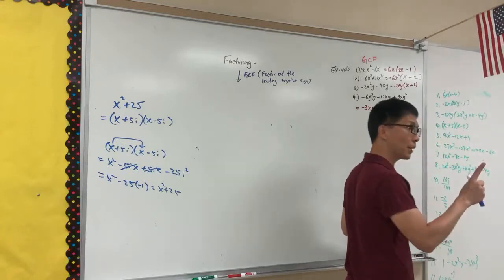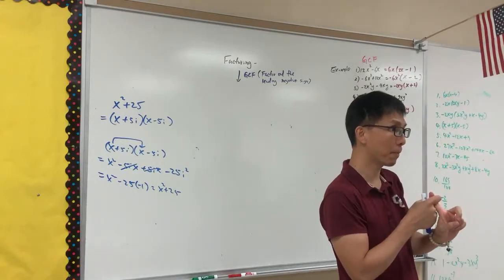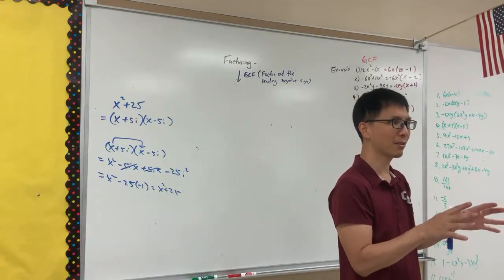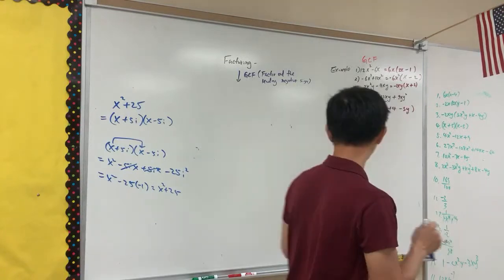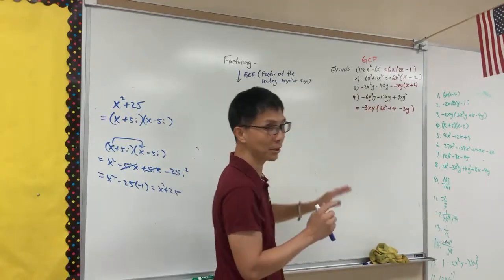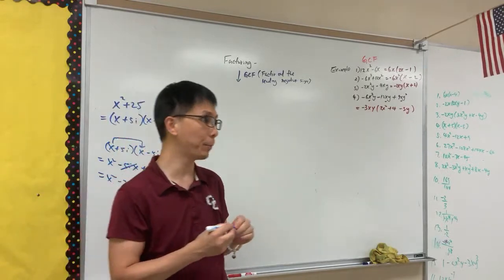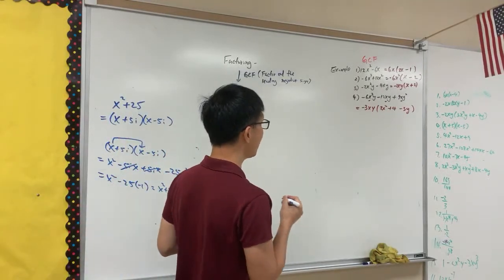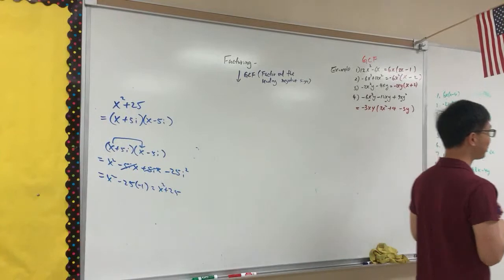So we learned sum and difference of the cube. Am I going too fast? So let's talk about the last part. It's factor by grouping. Factor by grouping is all about GCF. So we're gonna take the questions.